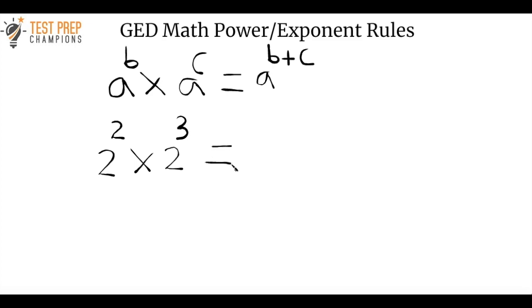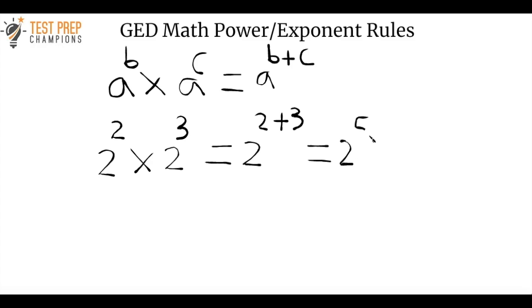So we want to remember that when the bases are the same and we've got a multiplication question here, we can just keep the same base and add the exponents, right? So we can rewrite 2 squared times 2 cubed as 2 raised to 2 plus 3. Okay. Now we can simplify that even further, right, as 2 to the 5th power.